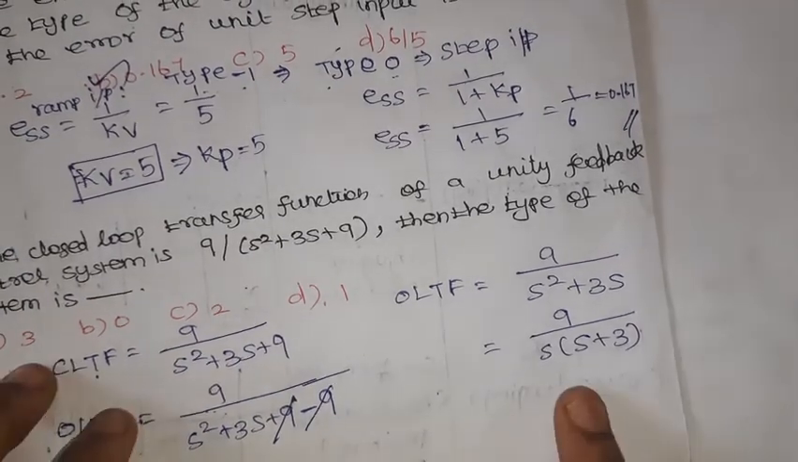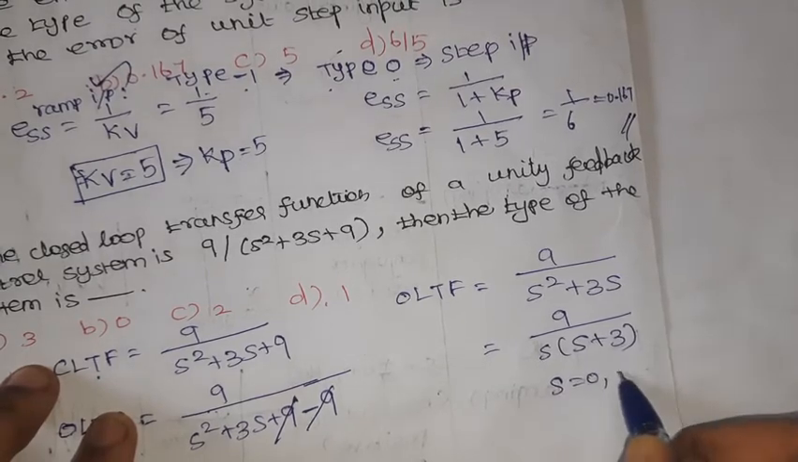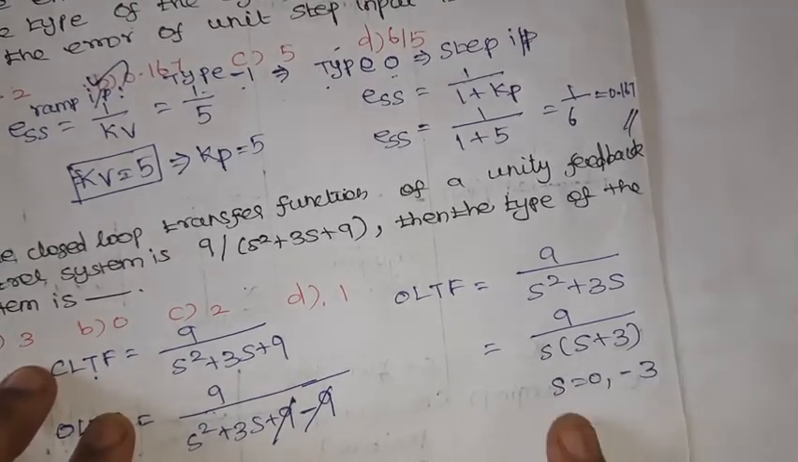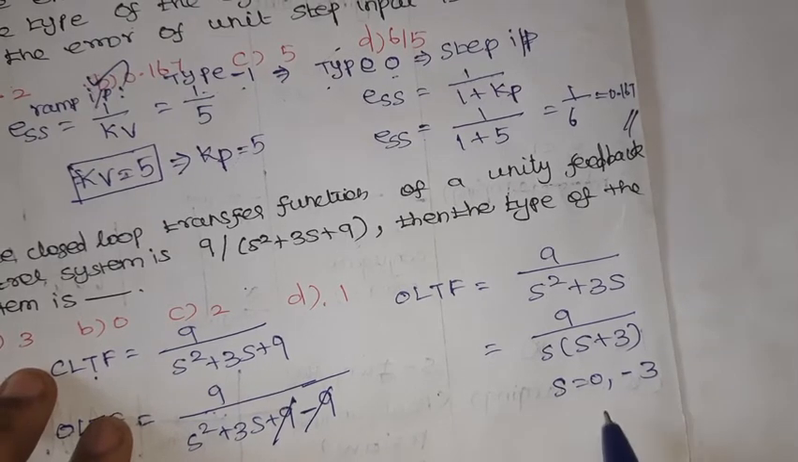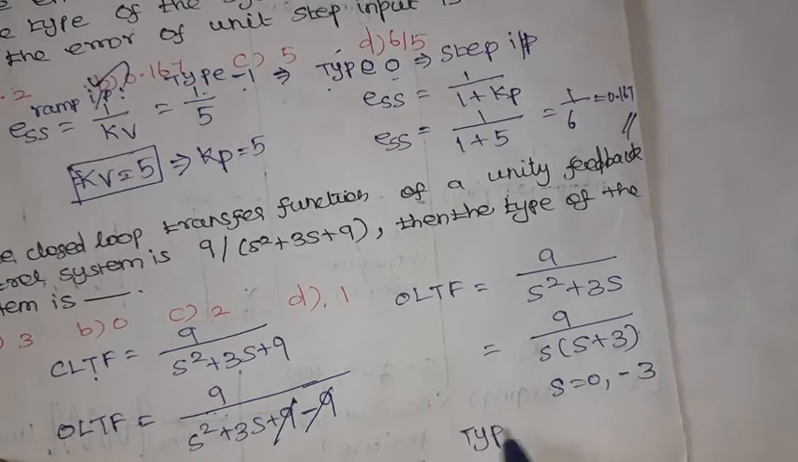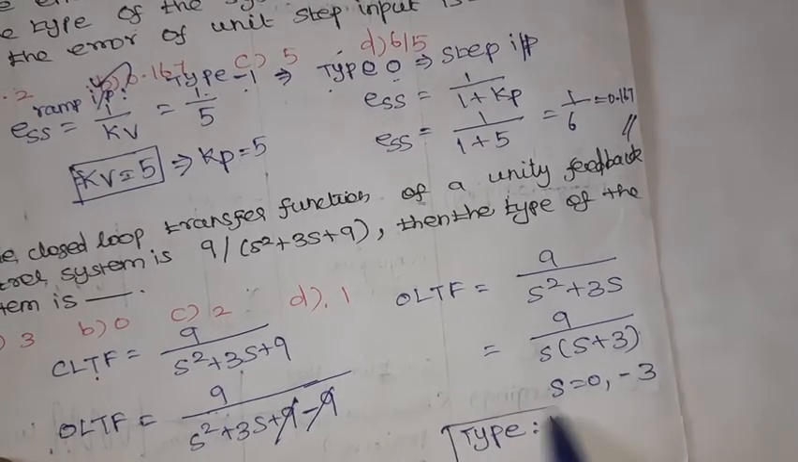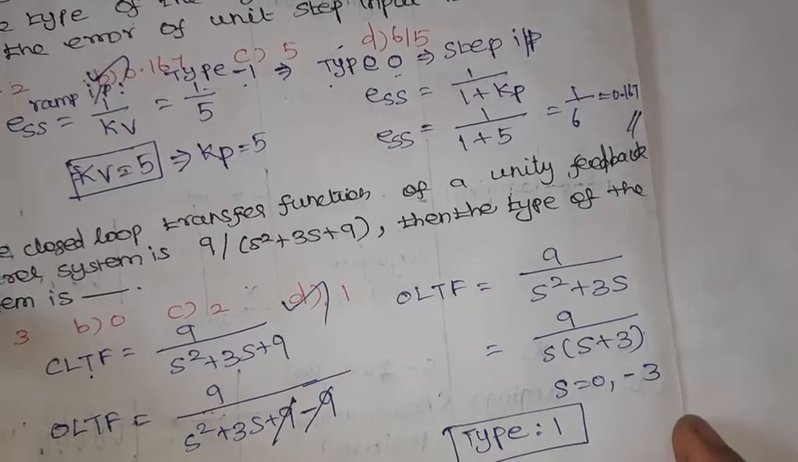This is the open loop transfer function, so s equal to 0 and s equal to minus 1 are the two pole locations. How many poles are located at the origin? Only one pole. So the type of the system is 1. Option D, 1, is the right answer for this problem.